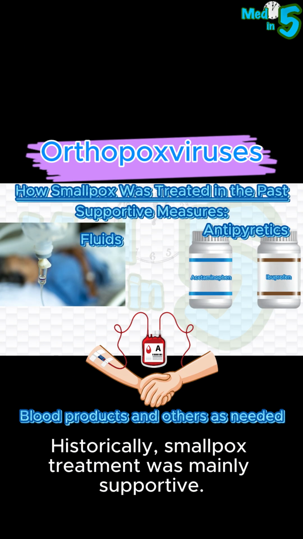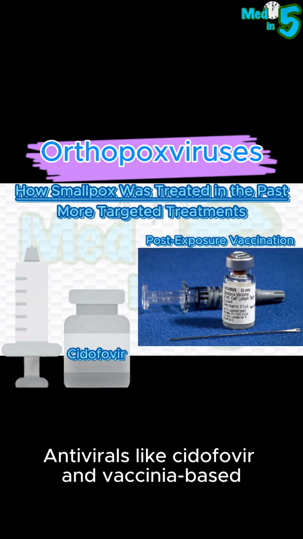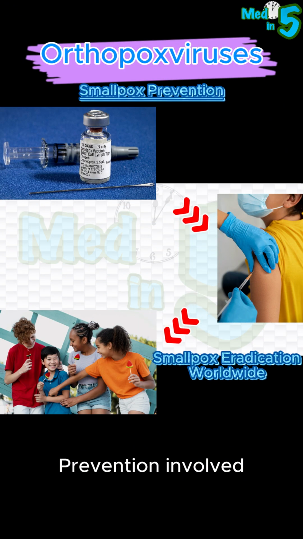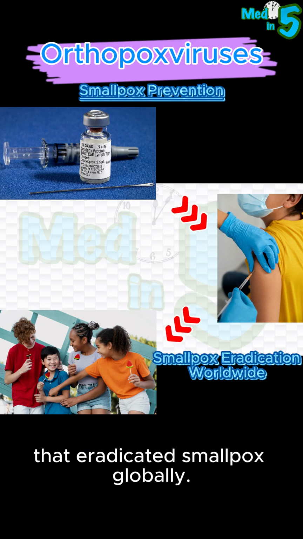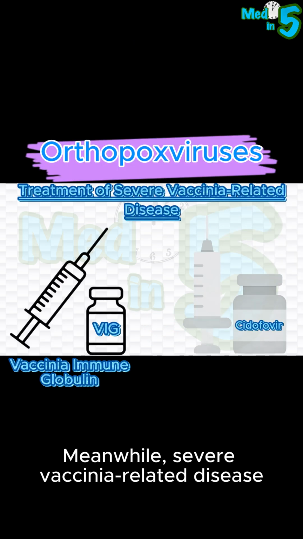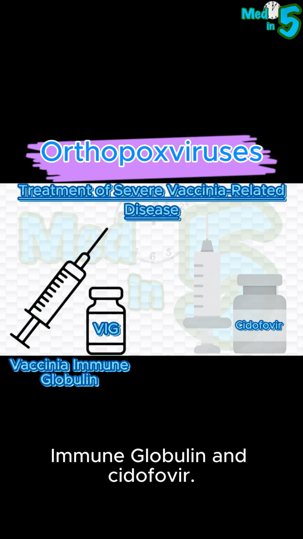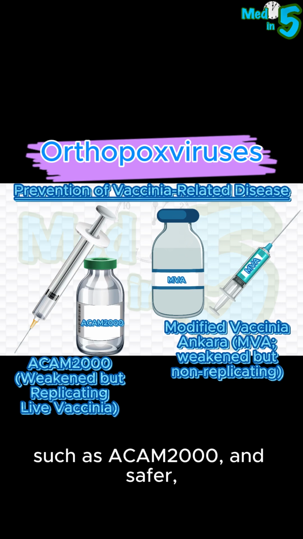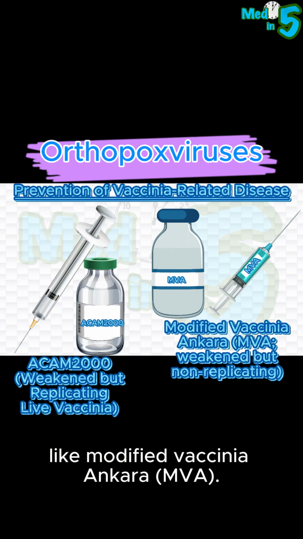Historically, smallpox treatment was mainly supportive. Antivirals like cidofovir and Vaccinia-based post-exposure vaccines helped. Prevention involved a live Vaccinia virus-based vaccine that eradicated smallpox globally. Meanwhile, severe Vaccinia-related disease may be treated with Vaccinia immune globulin and cidofovir. Current prevention methods include live Vaccinia vaccines, such as ACAM2000, and safer, third-generation vaccines like modified Vaccinia Ankara.